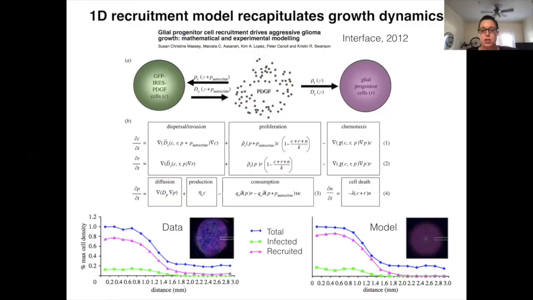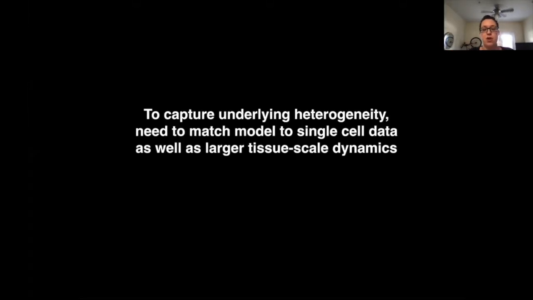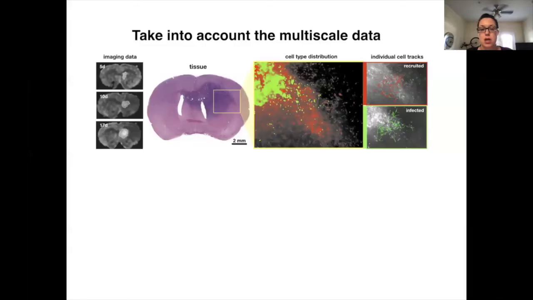Great. Okay. So this is the large scale dynamics here. We've got these two types of cells and PDGF, but really to capture this underlying heterogeneity, we need to match not just the larger tissue scale dynamics, but the single cell data. So this is the basic idea: taking into account this multi-scale data, the imaging data, the tissue data, the cell type distribution, but also the individual cell tracks.